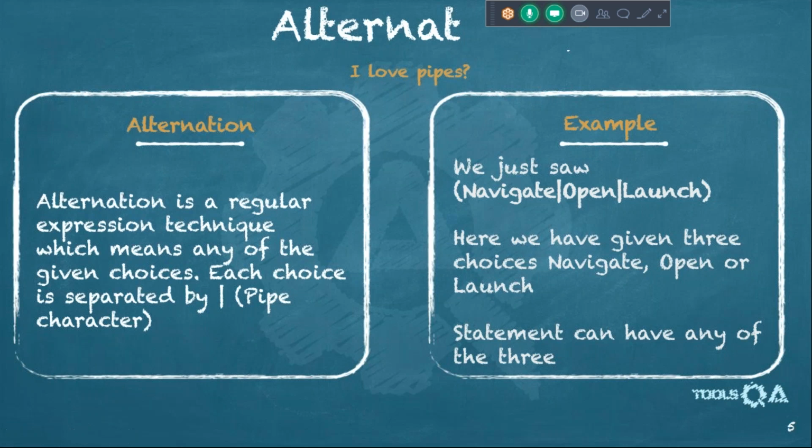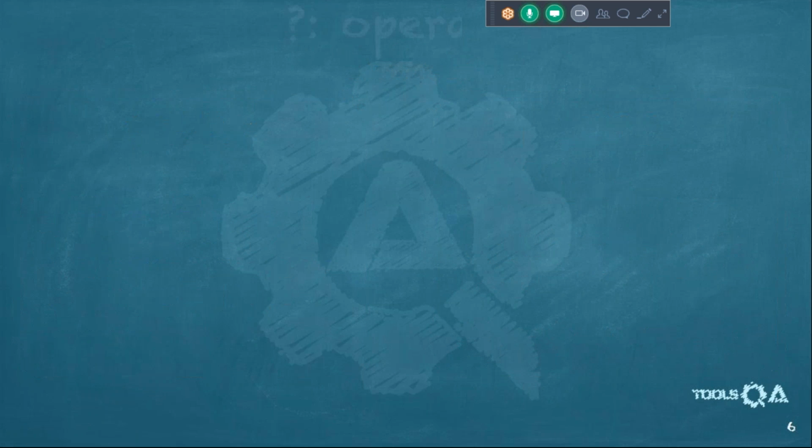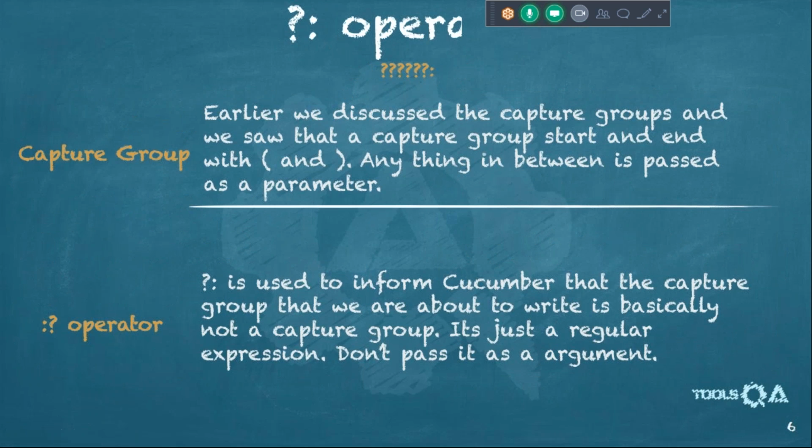Writing some examples, or trying to write some alternation examples yourself, will help you understand it in more detail. So I will move on to the next slide. The next slide talks about the question mark colon operator. Now, what is a question mark colon operator?